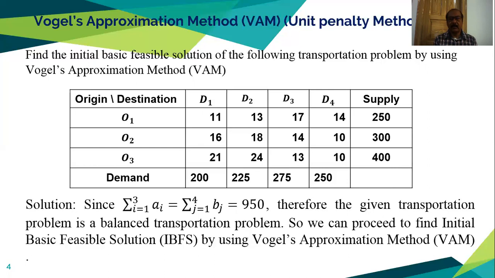We already learned that the necessary and sufficient condition for the existence of the initial basic feasible solution is that total supply or available is equal to total demand. That we already learned.